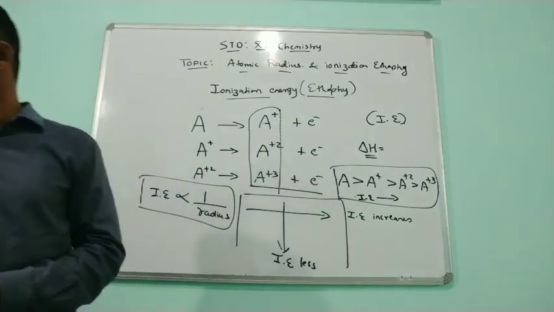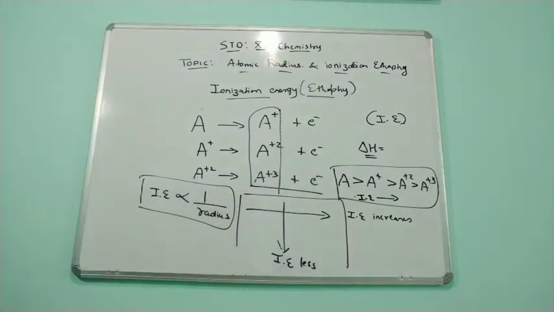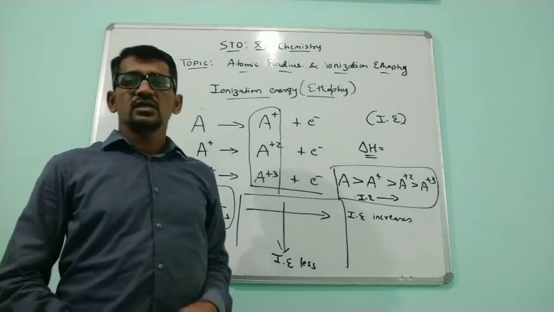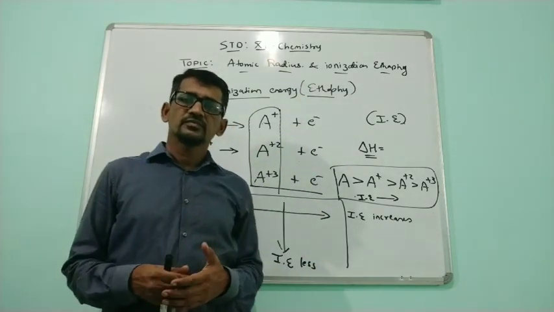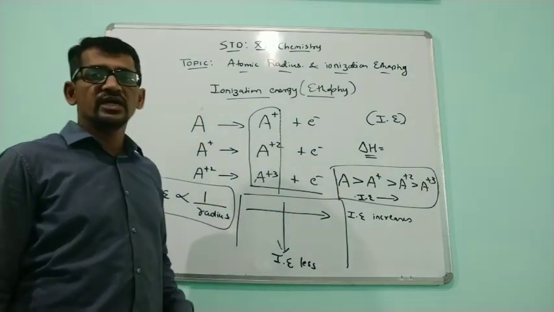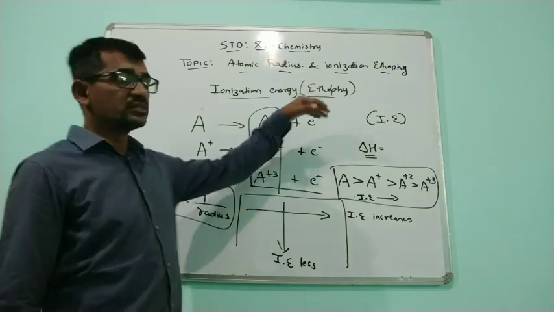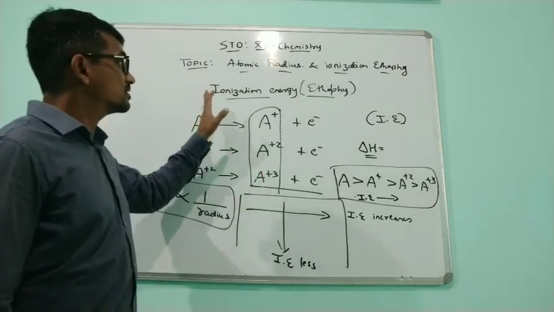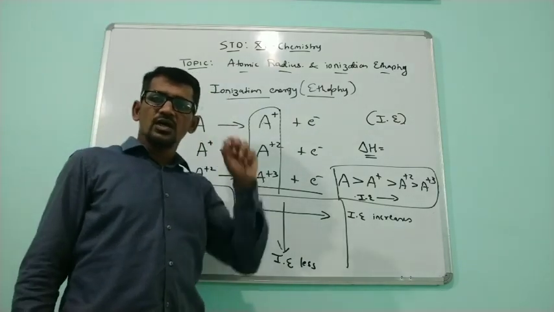So remember this. Next time we discuss electronegativity, or electron gain enthalpy. The second topic after this is electronegativity, in which you have to add an electron, and electron gain enthalpy. Remember this is ionization enthalpy, and then electron gain enthalpy. In the next chapter we will discuss those two particular topics.